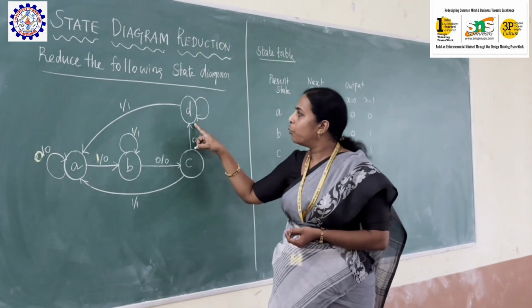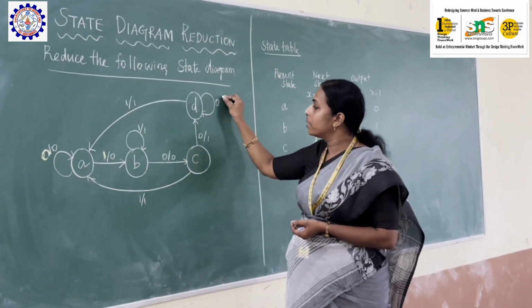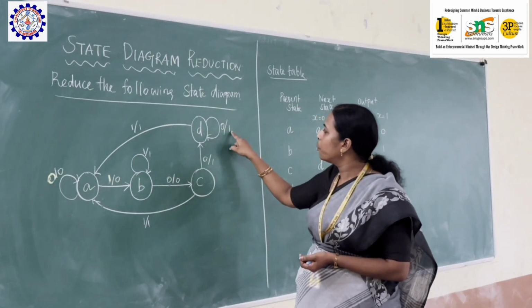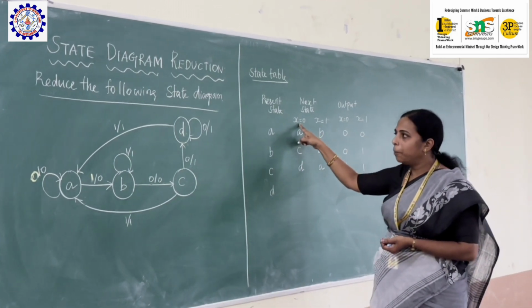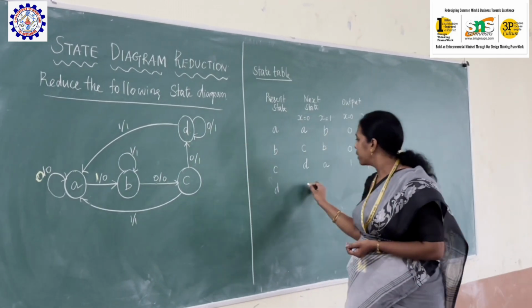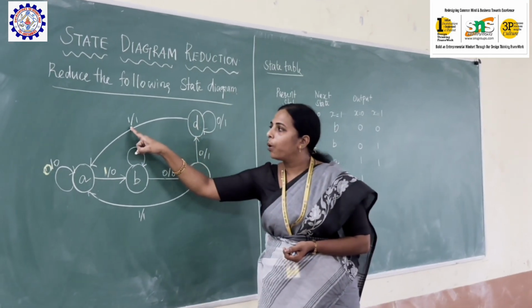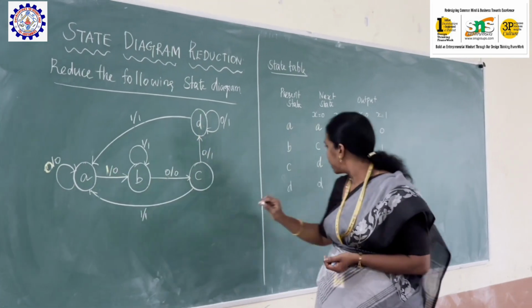Similarly, considering the fourth state, when it is D, when the input is 0, it is retaining in the same state and the output is 1. And when the input is 1, the output is 1 and it is going to the next state A.